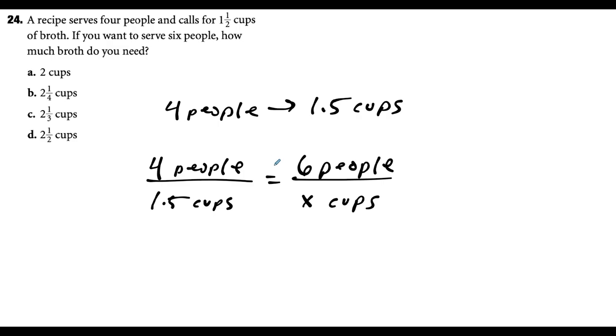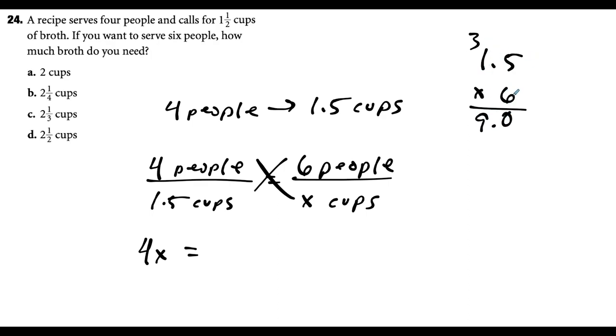And I'm not going to worry about the units anymore. As long as the units are consistent, I don't have to worry again. So I'm going to do 4 times X. I'm cross multiplying. 4X equals 6 times 1.5. And I'll do that on the side. 1.5 times 6. 6 times 5 is 30. Carry the 3. 6 times 1 is 6. Plus 3 is 9. So 1.5 times 6 is going to give us 9.